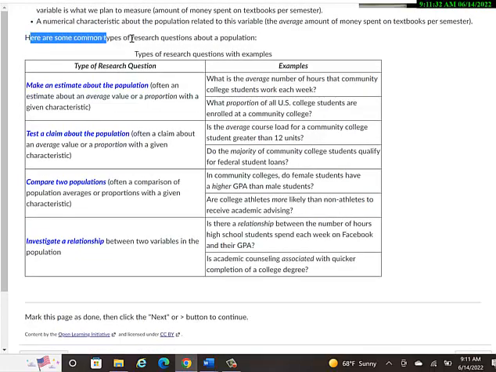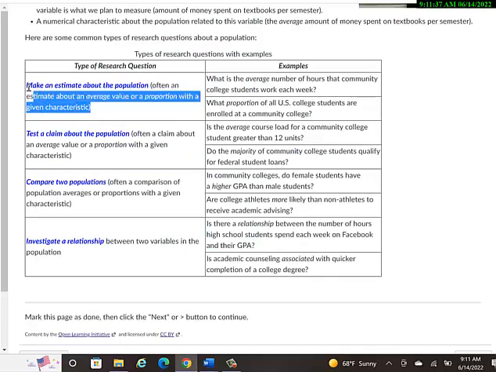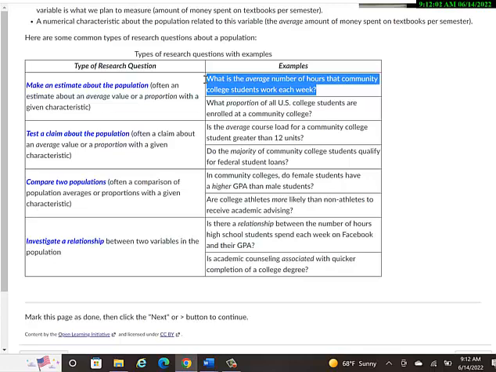And then it says, here are some common types of research questions about a population. So one could be make an estimation about the population, often an estimation about an average value or a proportion. Because like we were talking about, if I had just asked 200 people, how much do you think you spend on textbooks? I would just have a list of 200 numbers. And if I handed that to someone, it'd be really hard for them to draw conclusions about it, because they see just 200 numbers, and that'd be hard to think about. So it's probably better to have someone do the average of that. Then I can actually wrap my mind around what the numbers mean, I guess.